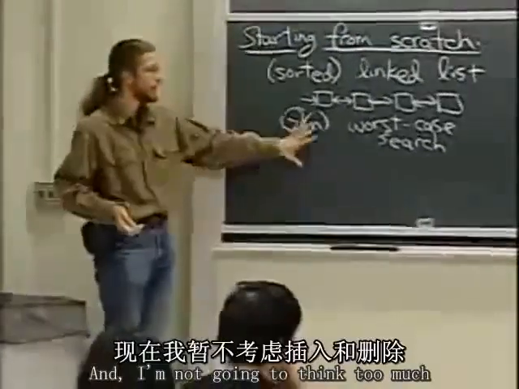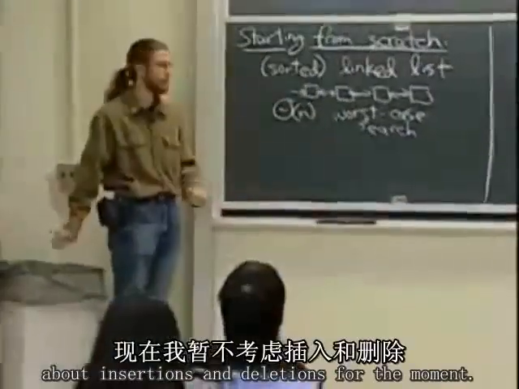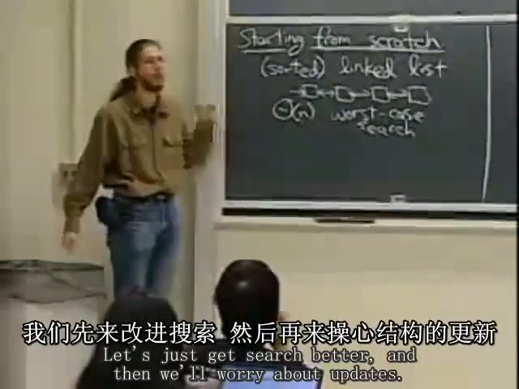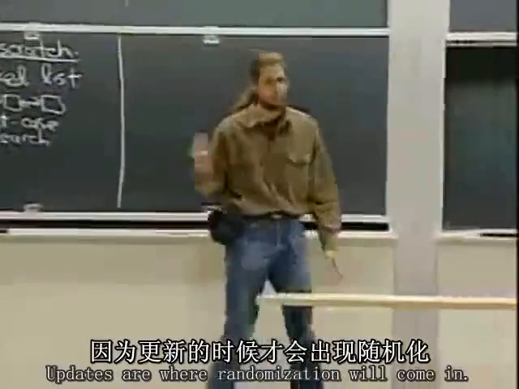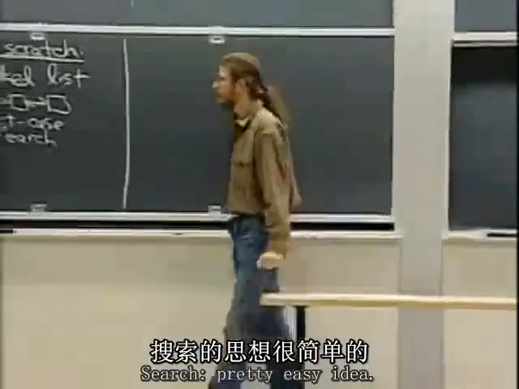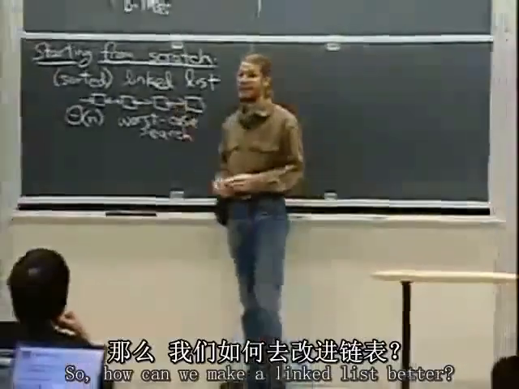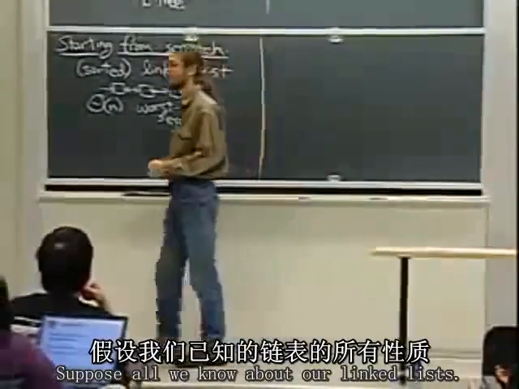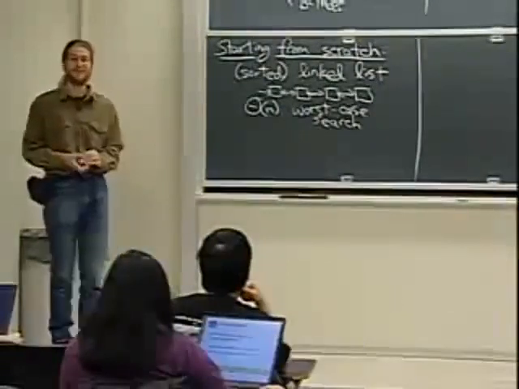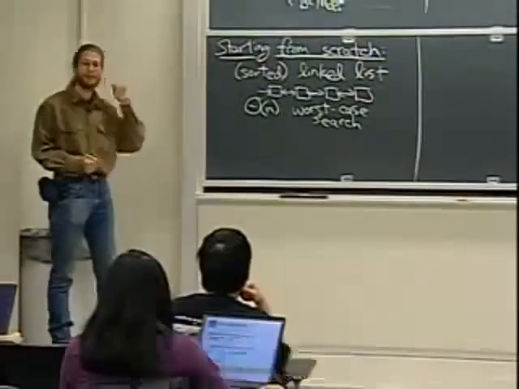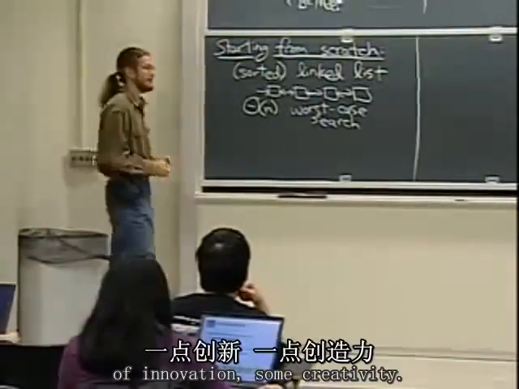And I'm not going to think too much about insertions and deletions for the moment. Let's just get search better, and then we'll worry about updates. Updates are where randomization will come in. Search, pretty easy idea. So how could we make a linked list better? Suppose all we know about are linked lists. What could I do to make it faster? This is where you need a little bit of innovation, some creativity.